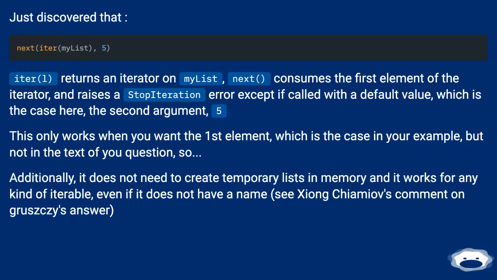Just discovered that iter(l) returns an iterator on mylist, next consumes the first element of the iterator, and raises a StopIteration error except if called with the default value, which is the case here, the second argument, 5. This only works when you want the first element, which is the case in your example, but not in the text of your question, so.